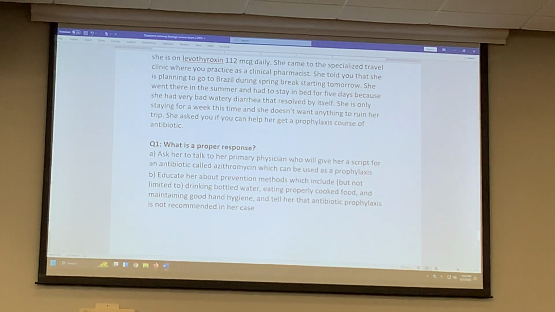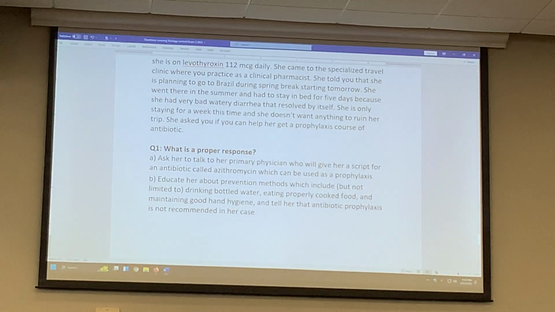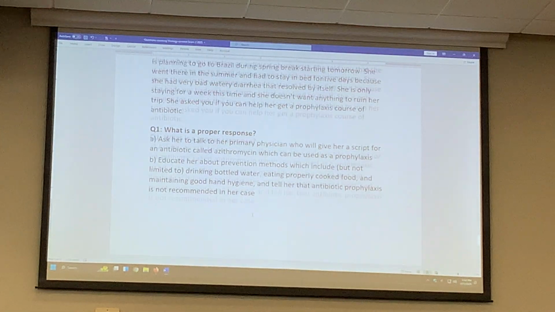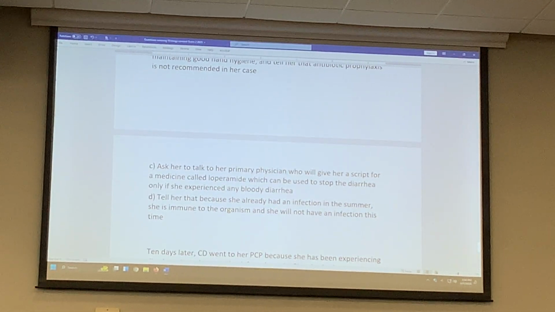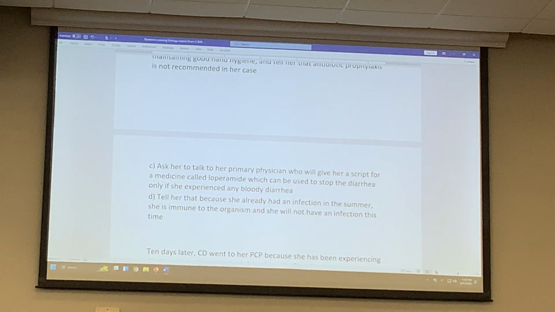So the answer you will give her: she should talk to her PCP, who should give her a script for an antibiotic called azithromycin, which can be used as prophylaxis. Or: educate her about prevention, and tell her that antibiotic prophylaxis is not recommended in her case. Or: ask her to talk to her PCP, who will give her a script for a medicine called loperamide, which can be used to stop the diarrhea only if she experiences any bloody diarrhea.